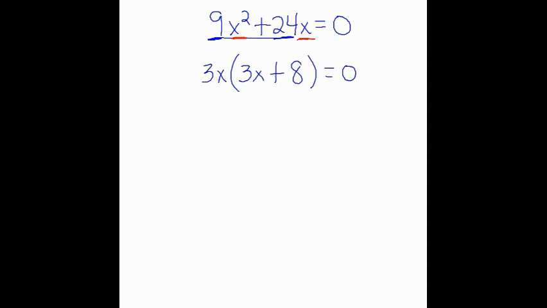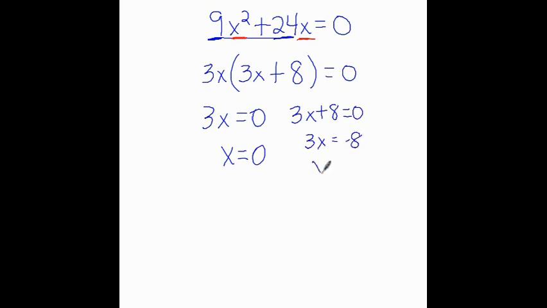And then we can use the zero product rule. 3x equals 0. Of course, this just means x equals 0. And then 3x plus 8 equals 0. We subtract the 8. We get 3x equals negative 8. And then x equals negative 8 over 3. Mainly look to use this rule when we do not have a constant term. We have a quadratic term and a linear term only.